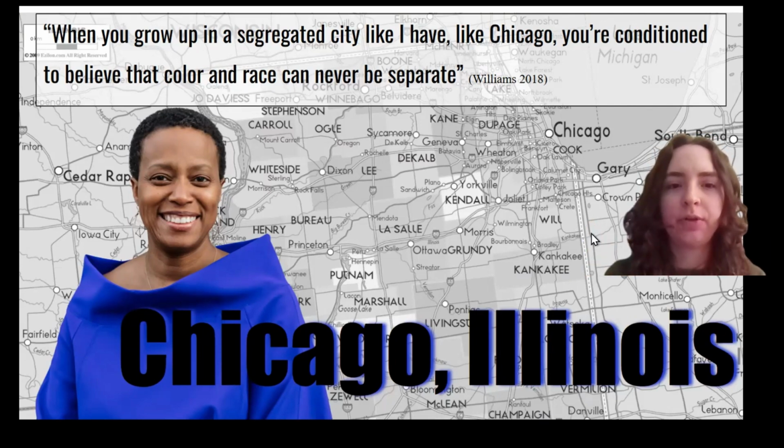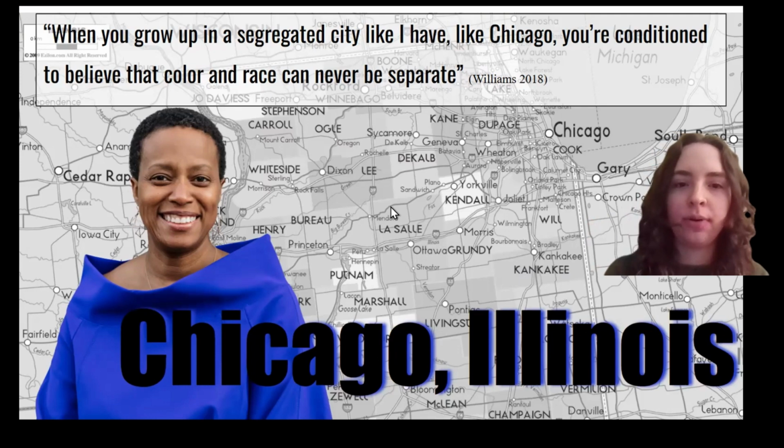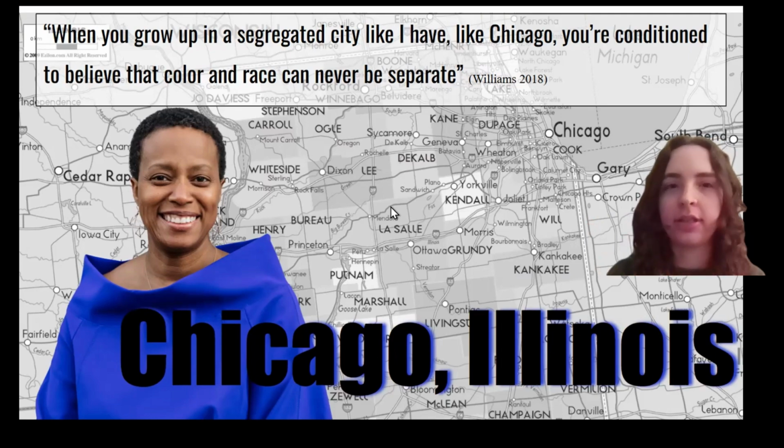Williams' work and perspective is influenced by the environment, culture, and aesthetics of Chicago's Southwest Side, where she grew up and currently lives. The quote I have here: "When you grow up in a segregated city like I have in Chicago, you're conditioned to believe that color and race can never be separate." I think the sentiment really speaks to Williams' experience with her own race and foreshadows how she operates in this series as a whole.